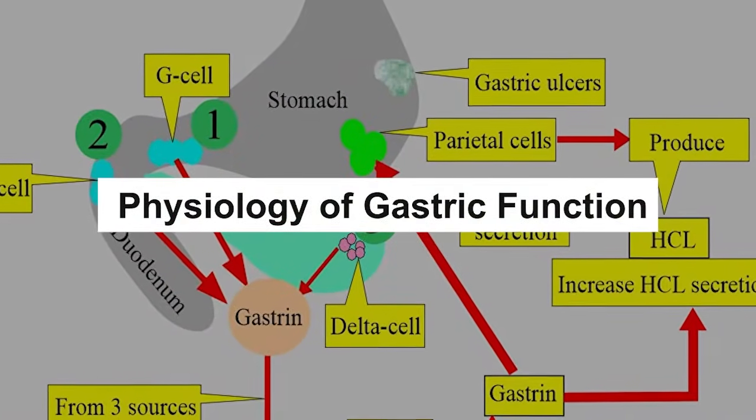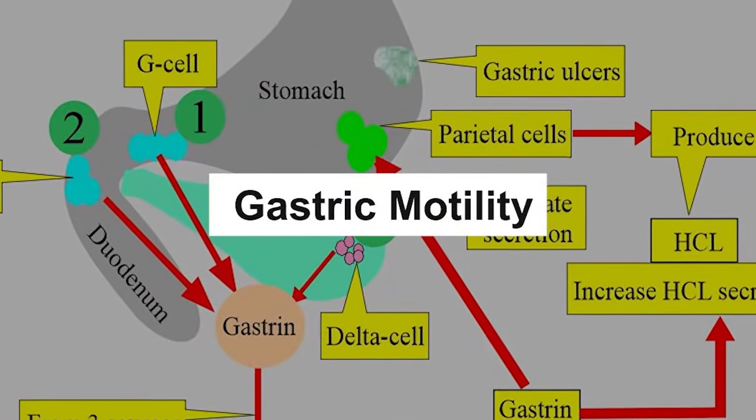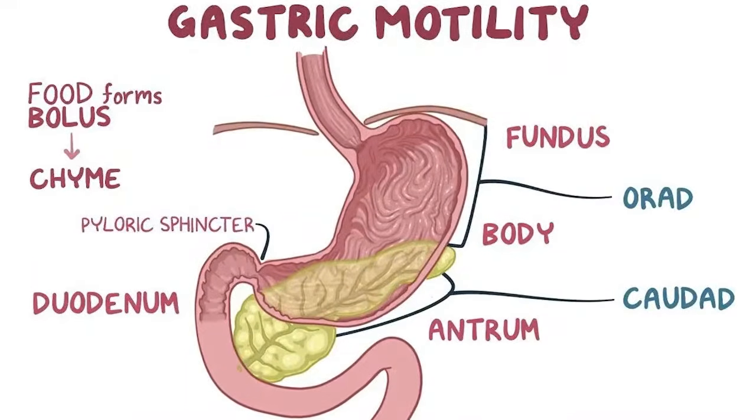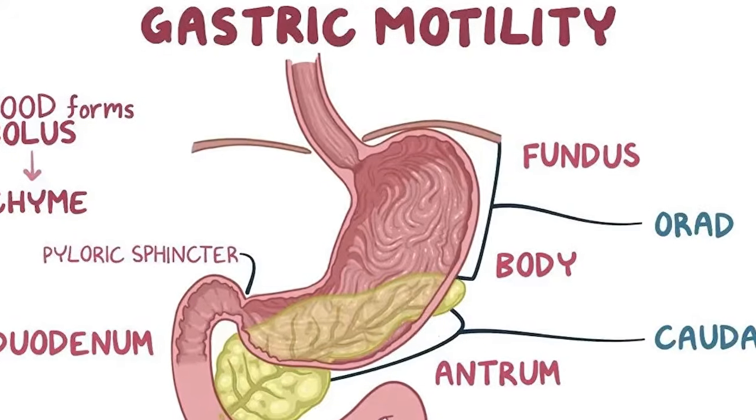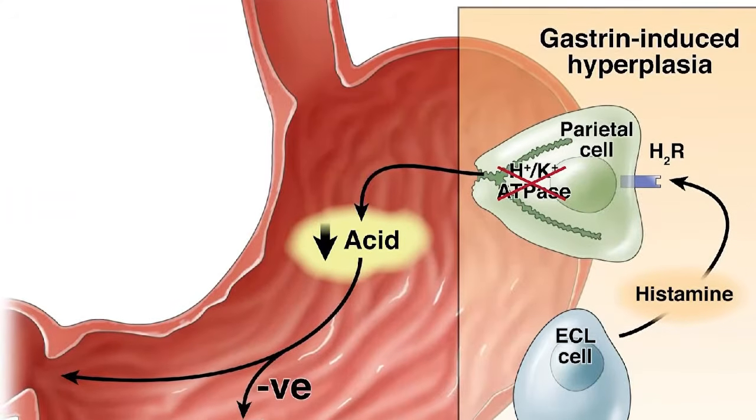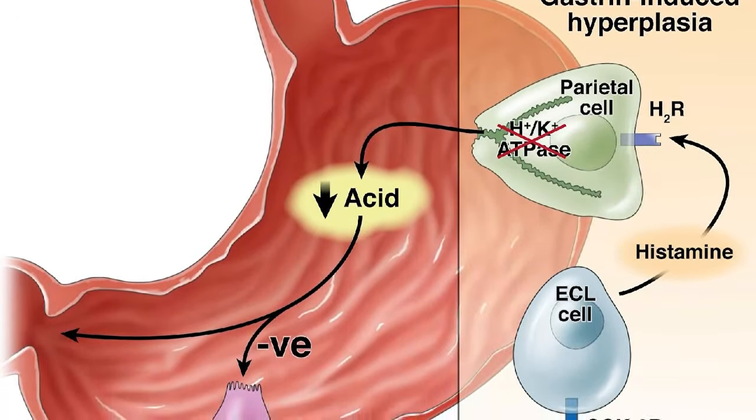Physiology of gastric function. Gastric motility. Gastric motility involves coordinated muscular contractions that facilitate the mechanical digestion and propulsion of food. It can be divided into 3 phases.